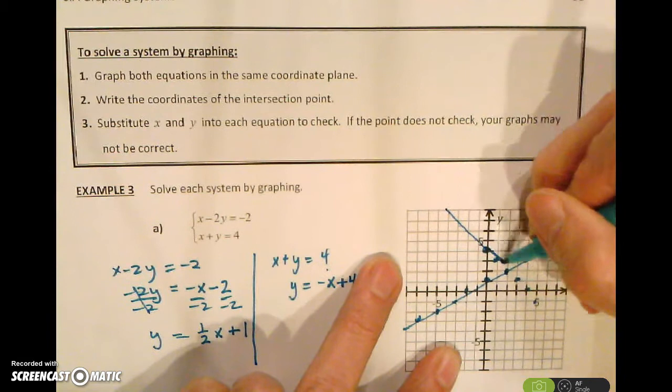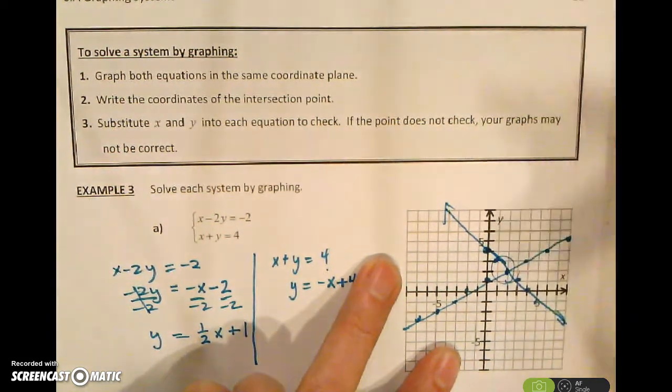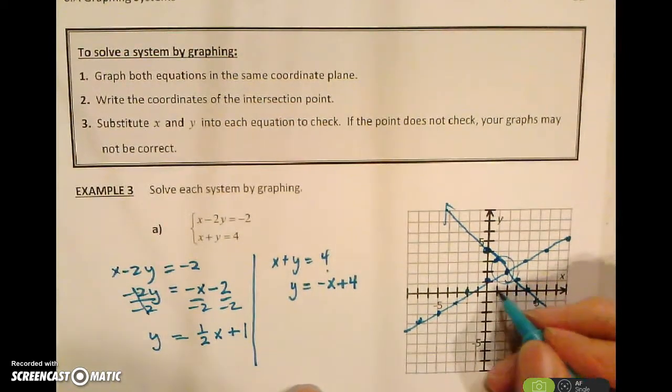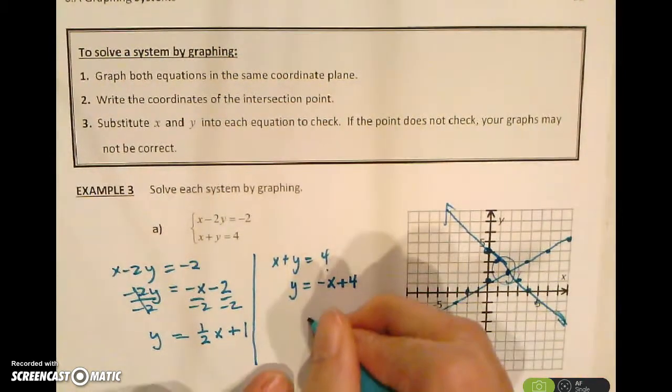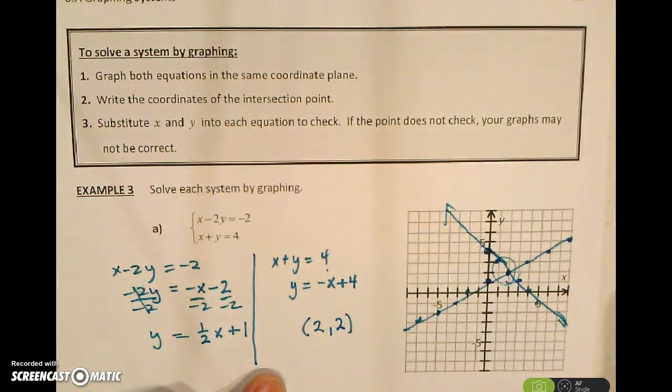So connect this, and we see that our intersecting point's right there, which looks like it's the point 2, 2. So 2, 2 is what we're going to say is our solution.